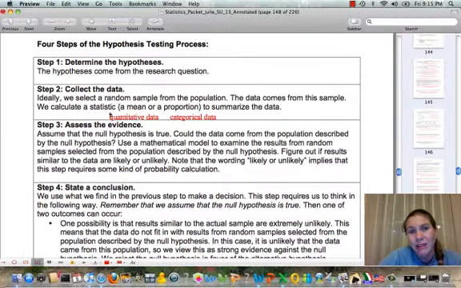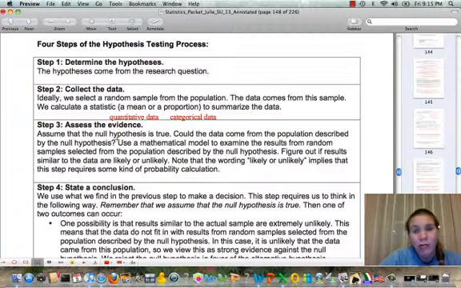And so once we calculate the statistic, whether it's a mean for quantitative data or the proportion for categorical data, we then can summarize the data. Step 3 is to assess the evidence. So we always start by assuming the null hypothesis is true. So we assume that there's no change, and then we have to prove whether or not there is a change. So we ask the question, could the data come from the population described by the null hypothesis?